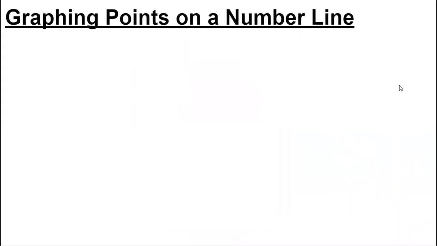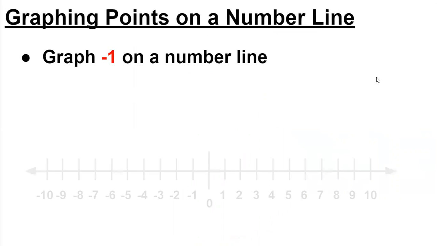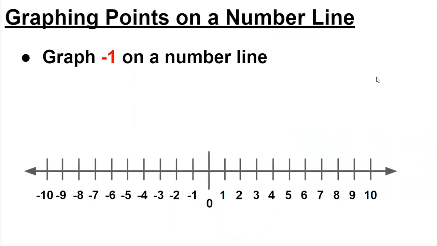Okay, how did you do? Great. Okay, let's go on from there. We're going to talk about graphing points on a number line. So we're going to graph negative 1 on a number line. So here's our number line. Now notice how I didn't make the colors of the number line red and blue anymore. Now they're black. Where would negative 1 be found? There it is, that red dot.